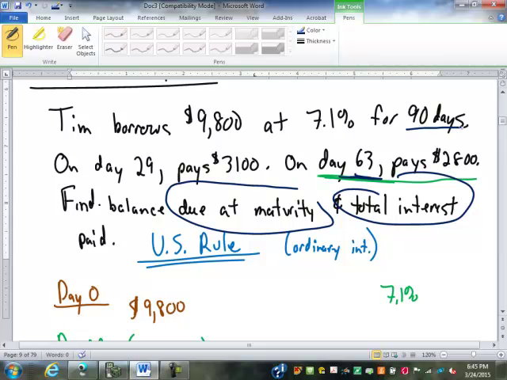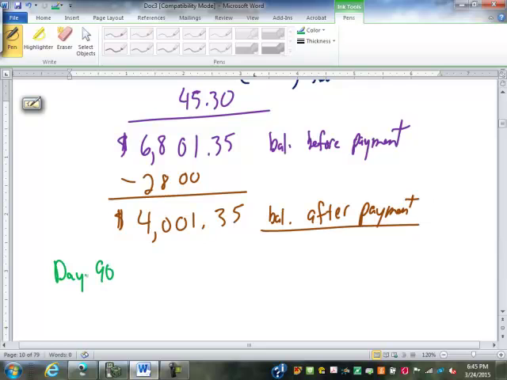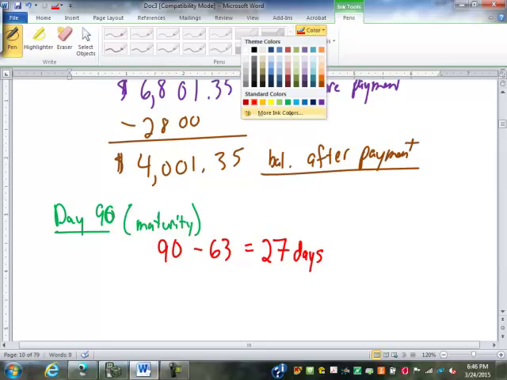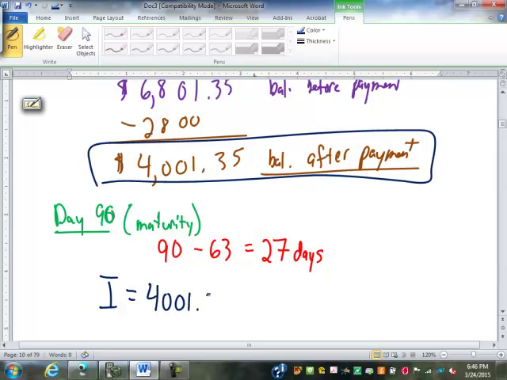So now we're going to jump up to day 90, which is maturity, or simply the end of the loan. We don't want to use the fancy term. The first thing we need to figure out, just like last time, is the number of days gone by. We're on day 90. Our last interest was figured out on day 63, which means we have 27 days that we still need to figure out the interest for. Our principal is the balance left from the previous payment, $4,001.35, times our rate, still 0.071, times 27 days over 360.